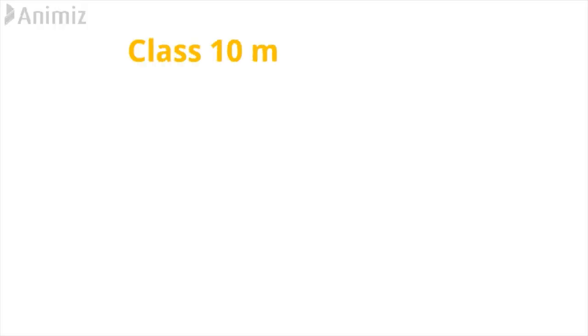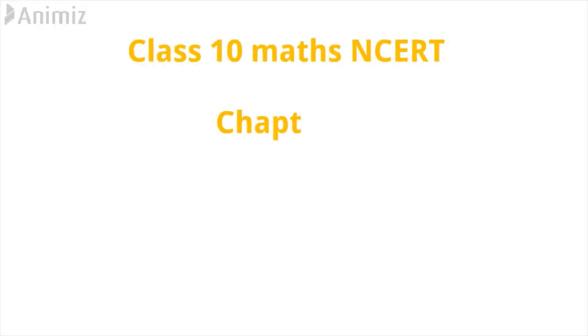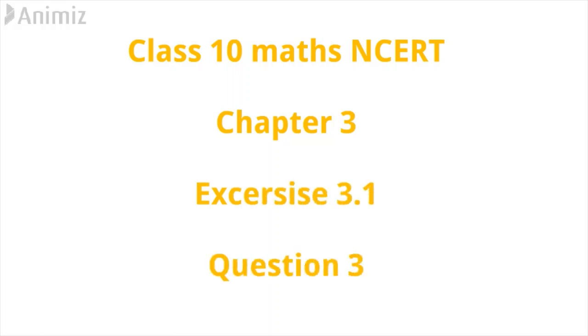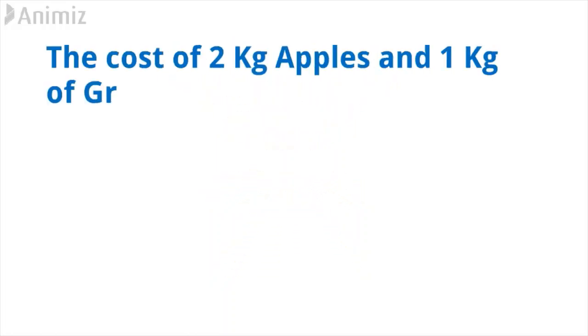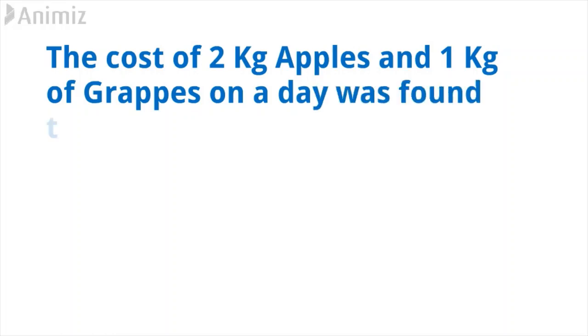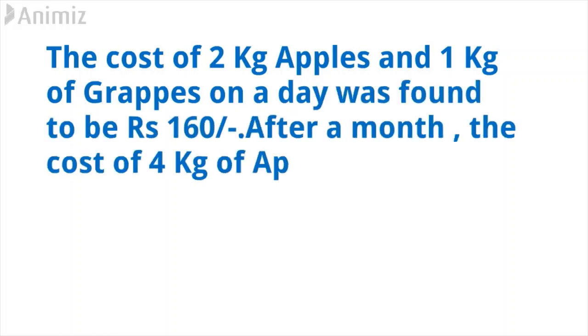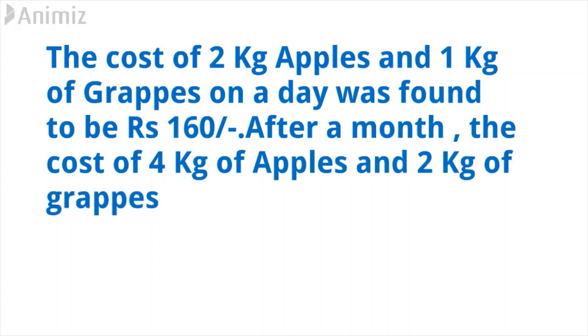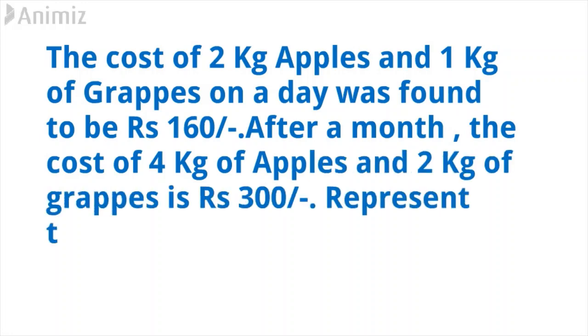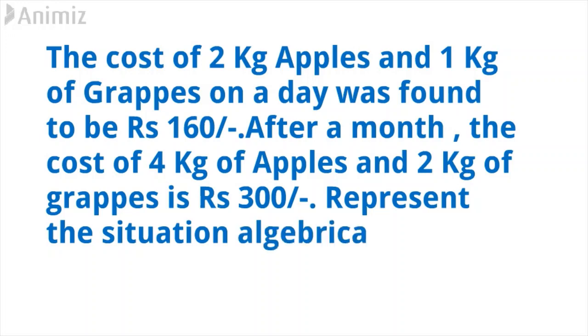So let us move on to question number 3 of exercise 3.1 of the chapter, pair of linear equations in two variables. The question is: the cost of 2 kg apples and 1 kg of grapes on a day was found to be rupees 160. After a month, the cost of 4 kg of apples and 2 kg of grapes is rupees 300. Represent the situation algebraically and graphically.